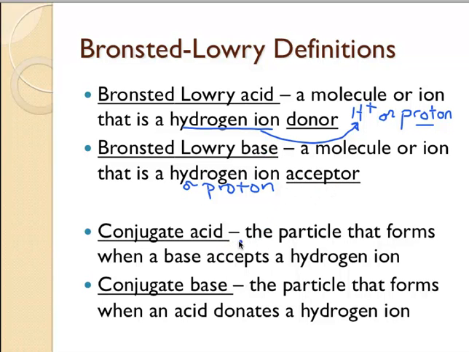Now, conjugate acid and conjugate base, I think the definitions are a little confusing. When we see the explanation, it should clear it up. So a conjugate acid is the particle that forms when a base accepts a hydrogen ion. And a conjugate base is the particle that forms when an acid donates a hydrogen ion or a proton.